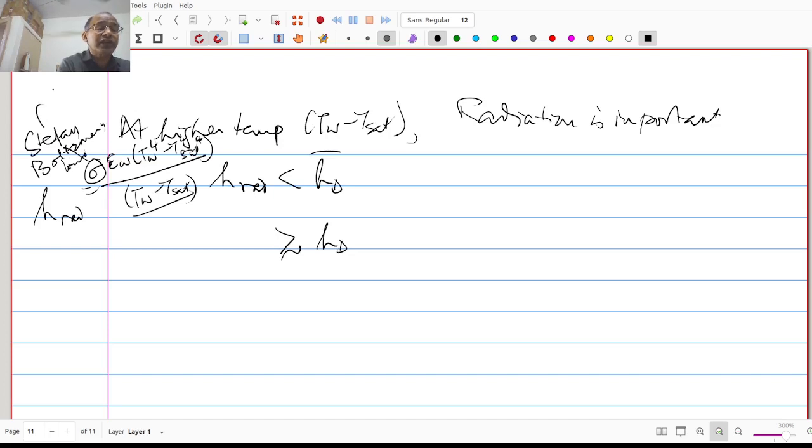So the value is 5.669 into 10 to the power of minus 8 watts per meter square Kelvin to the power of 4. Okay, so this is actually the radiative transfer sigma, not the surface tension sigma. So this is the radiative heat flux, sigma epsilon into the temperature T wall to the power 4 minus T sat to the power of 4. So this is coming from the Stefan-Boltzmann law, divided by the T wall minus T sat.